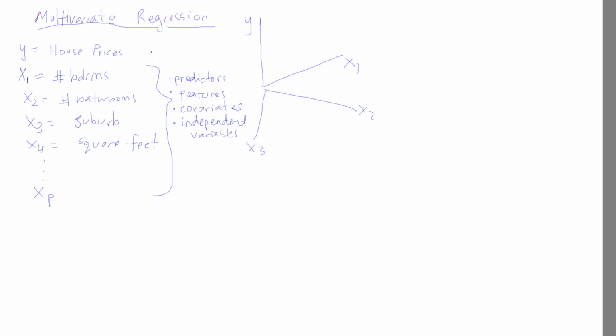And the y value is called the target or the dependent variable. So you can think about it this way: y is called dependent because it depends on the independent variables, the x's. Or y is the target that we use the predictors or features to predict.